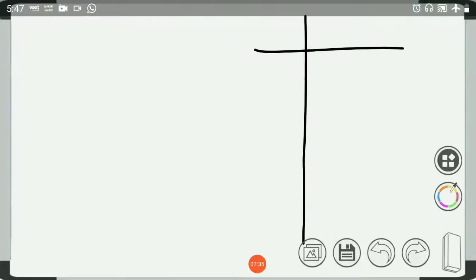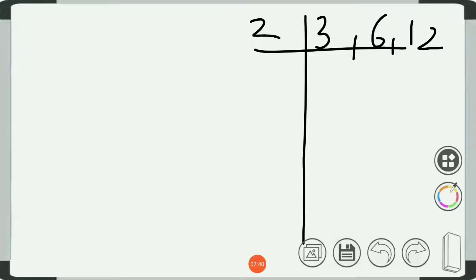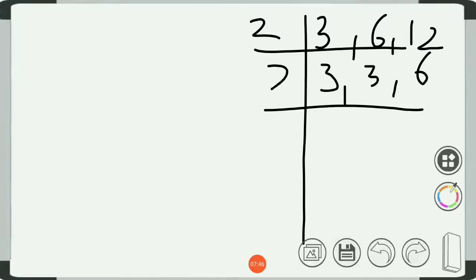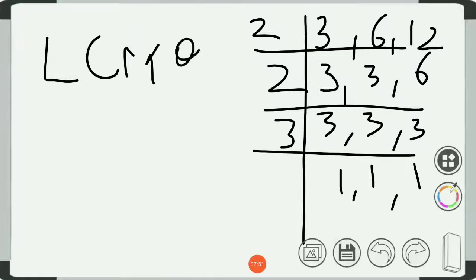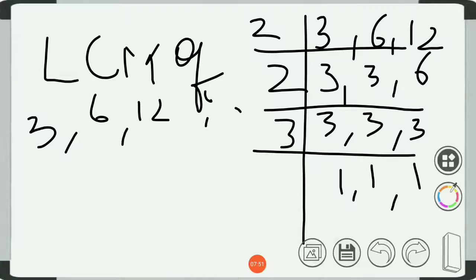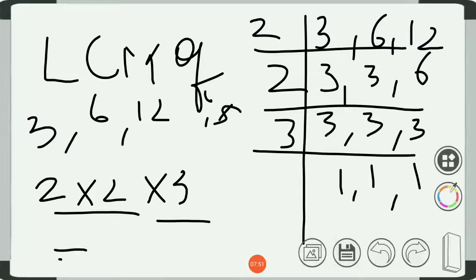So let's take the LCM of 3, 6 and 12. Start with the 2. Write 3 as it is. 2 3s are 6 and 2 6s are 12. Again with the 2. Write 3 as it is. 3 and 3. Then with the 3. 1 1 1. LCM of 3, 6 and 12 is 2 into 2 into 3. 2 2s are 4, 4 3s are 12. You got the LCM 12.